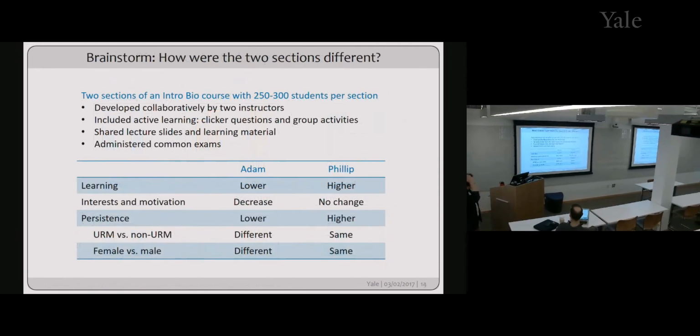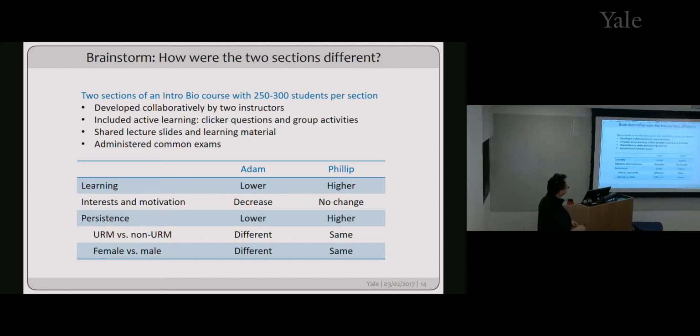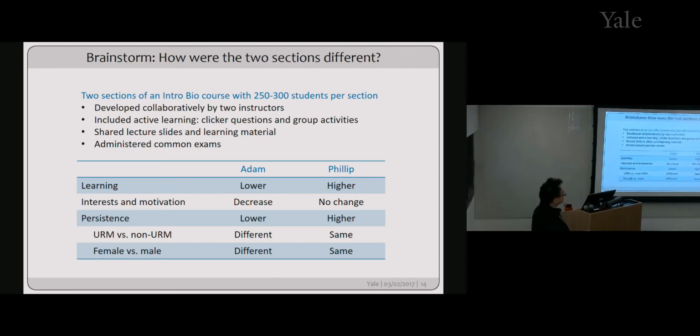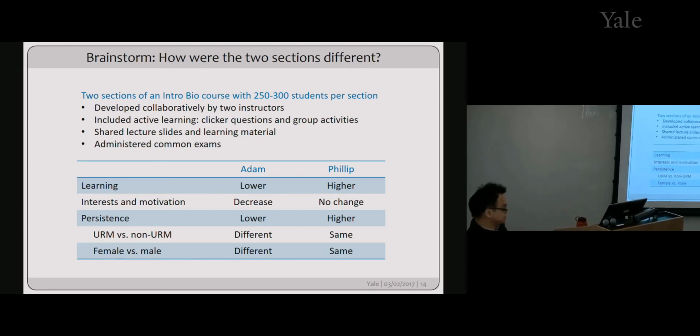And so here's the summary. There's a learning difference. There's an affective motivation and interest difference. There's a persistence or retention difference, a continuation in the major. And then there's a demographics difference or gap, but only in Adam's section.